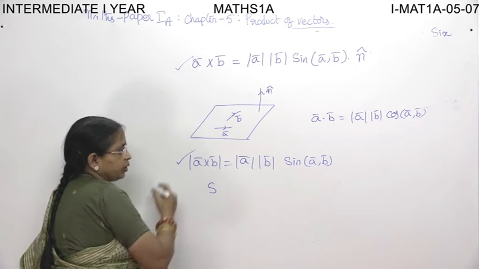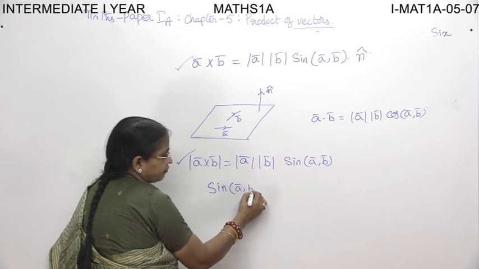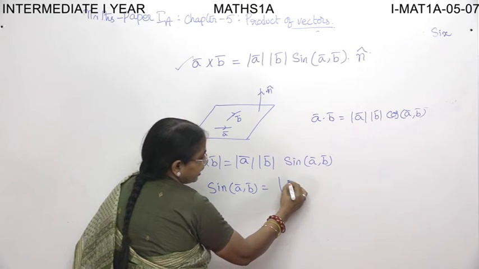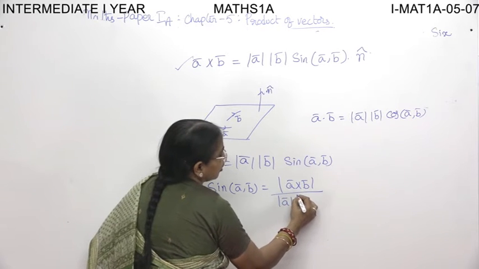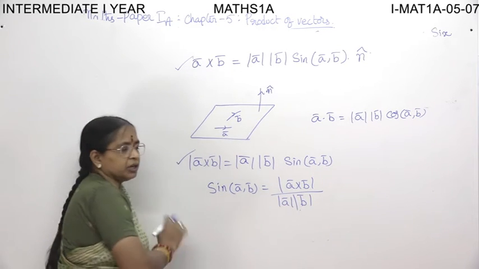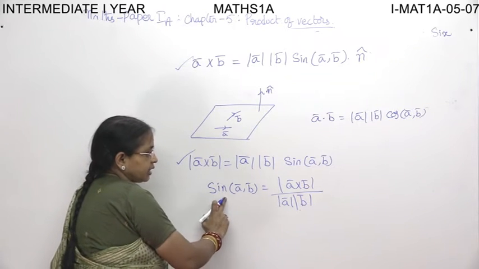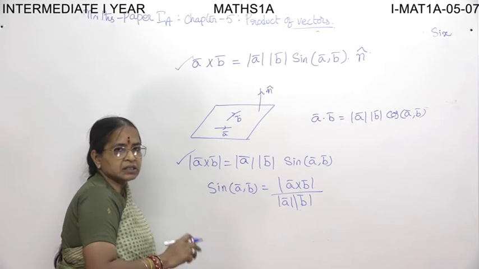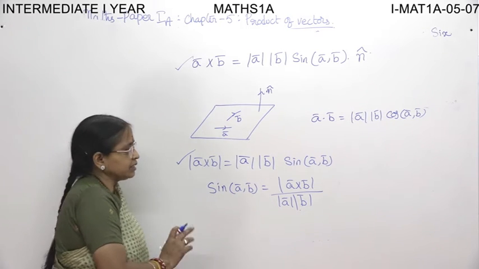This is another formula. From this you find the sine of the angle between A and B as mod of A cross B by mod A into mod B. So this formula also you have to learn: mod A cross B, then sine of angle between A and B. There are some problems where you will need to find the sine of the angle between two vectors A and B.